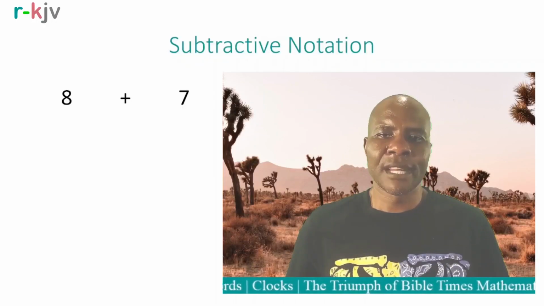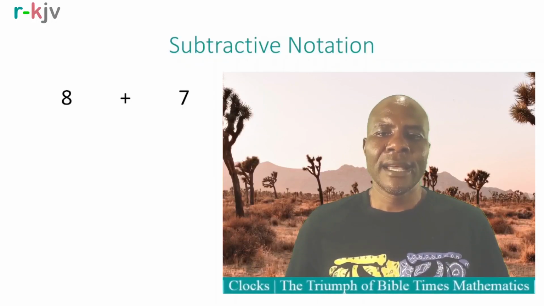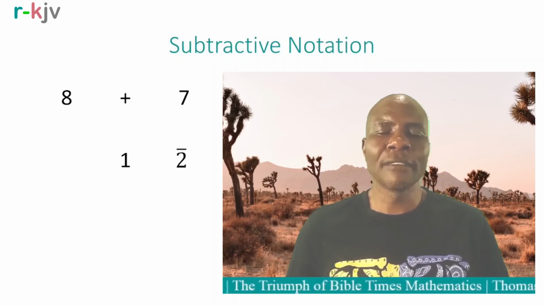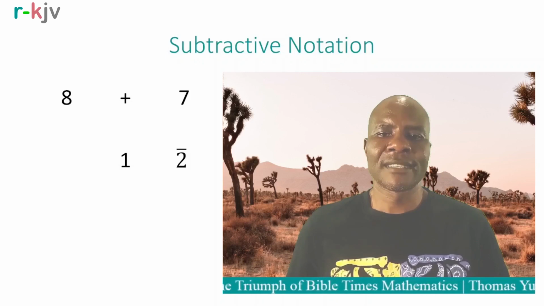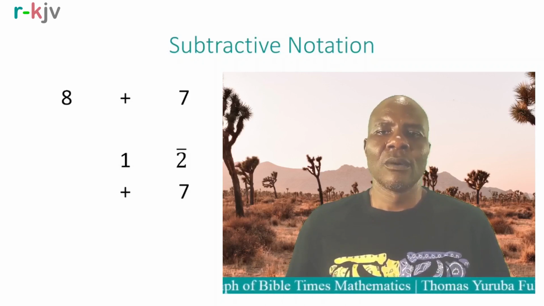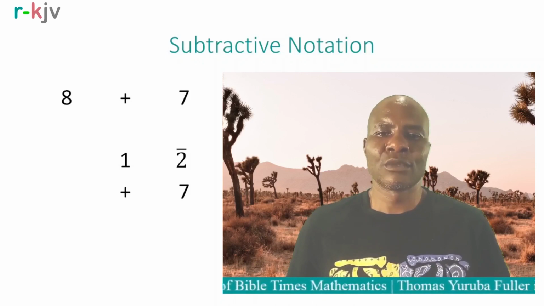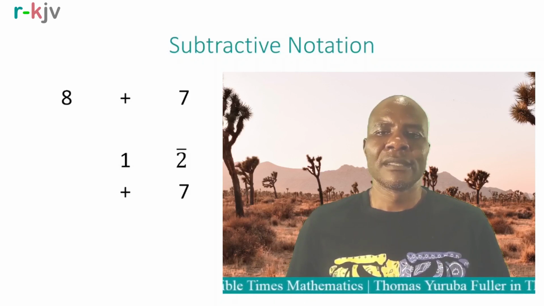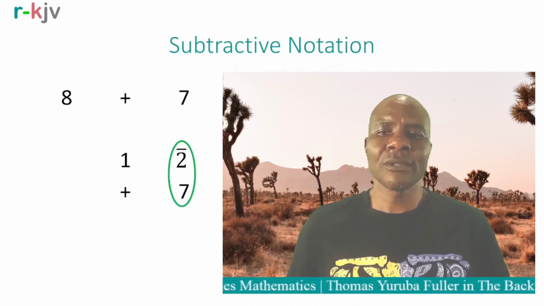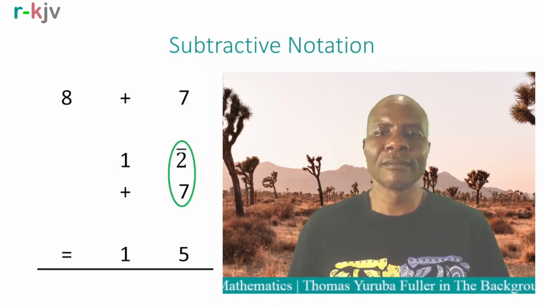Let us translate the verbal calculation to its numerical equivalent. It's 8 plus 7. 8 is 10 less 2. That is 1 bar 2 plus 7. The solution is 7 less 2. 7 less 2 is 5. The result, therefore, is 15.